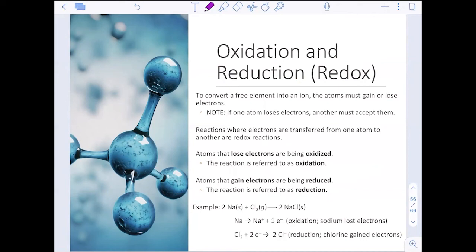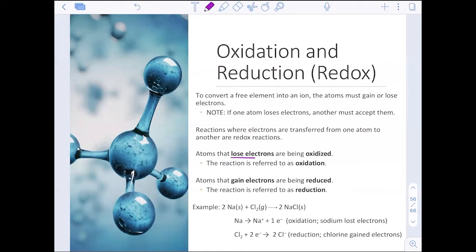We want to look for the electron transfer. If one atom loses an electron, there must be another element there to accept that electron. We don't have free floating electrons, the actual subatomic particle floating around in a solution. We have ions floating around in the solution. So reactions where electrons are transferred from one atom to another are redox reactions.